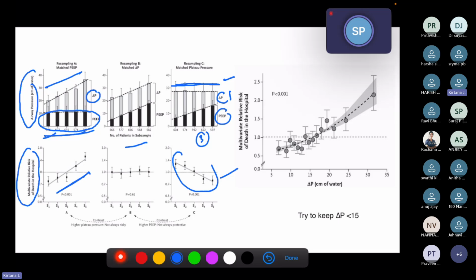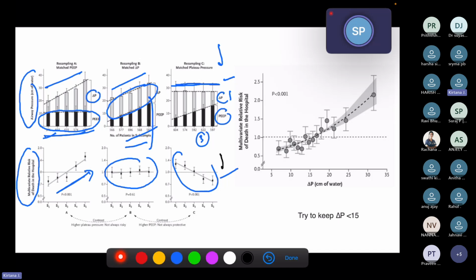And in the second graph, we can see that they have plotted patients who have the same driving pressure, but the PEEP is increased and the total pressure also increases. But you can see that the mortality is the same. So what this graph is showing you is that the true predictor of mortality in these patients was the driving pressure. When the driving pressure was the same, as in the second graph, the mortality was the same. When the driving pressure was increasing, the mortality was increasing. When the driving pressure was decreasing, the mortality was also decreasing.